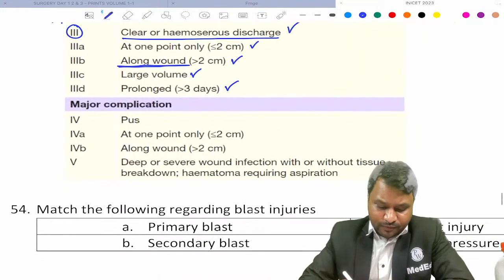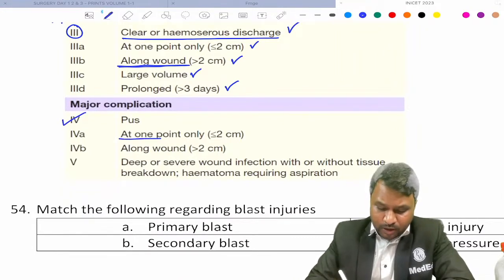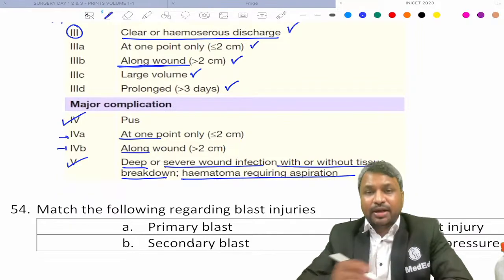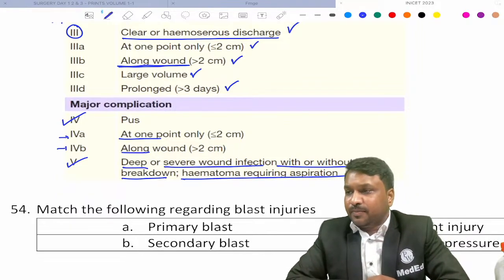Then you have complication 4 means pus at one point or along the wound, 4A and 4B. 5, it is if there is deep or severe wound infection with or without tissue loss, breaking down, or hematoma that requires aspiration.